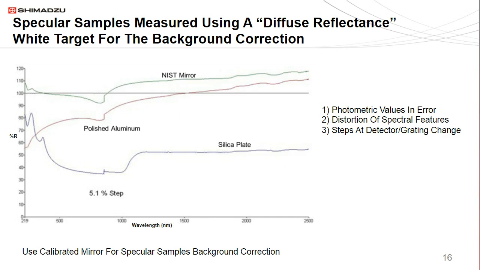So when you've background corrected with this type of diffuse plate and run a specular sample, your photometric values are in error. It distorts the spectral features. Your peaks kind of move around and get fat or skinny or whatever. And you also have these nasty changes, these steps at the detector grating change if you've got a UV visible near-infrared instrument. The way to solve this is to background correct on a calibrated mirror.